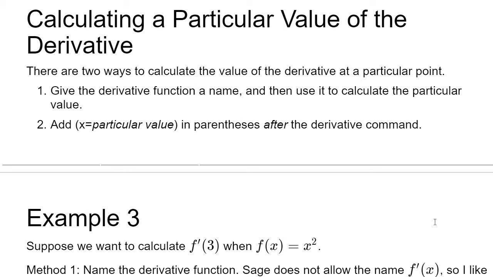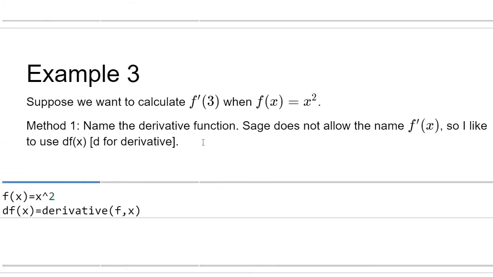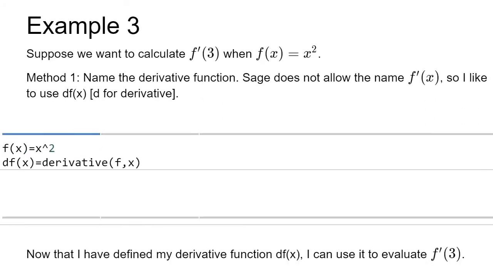One is to give the derivative function a name, and now that you have the derivative function, just use that name to plug in the particular value. The second way is to add, after the derivative command, these parentheses, and then x equals, or whatever your variable is, here I'll use x equals whatever particular value you're trying to plug in. That will substitute in to the derivative. So let me show you both those ways with this example.